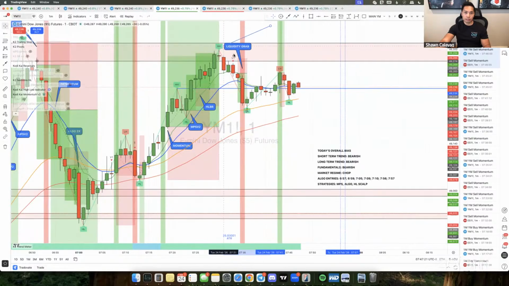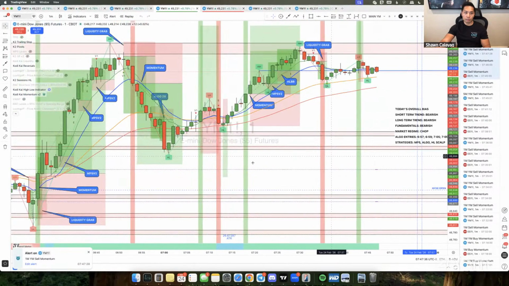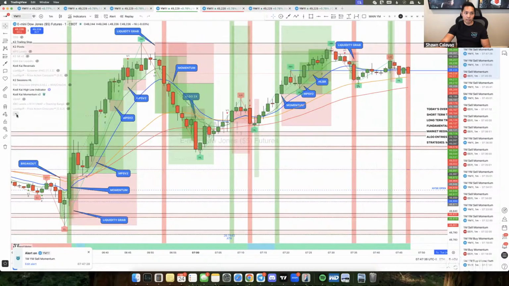If I see that, I can look for follow-ups, right? I can look for engulfings, V1s to follow through. I can look for momentum to follow through. But if I don't have a high with the red candle or a low with the green candle, I'm not even going to bother. So just keep that in mind, guys. That's one of my requirements. I think I would consider it a requirement now.